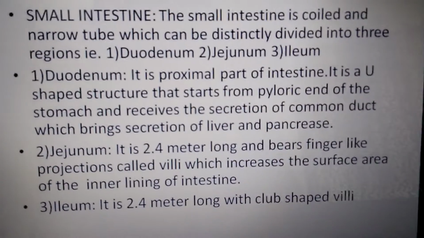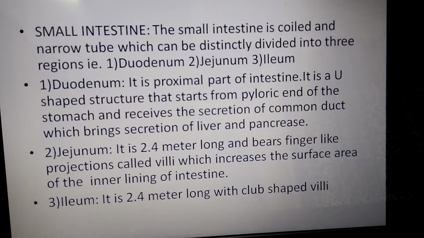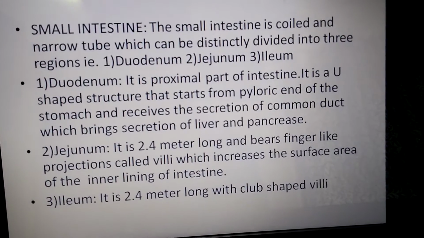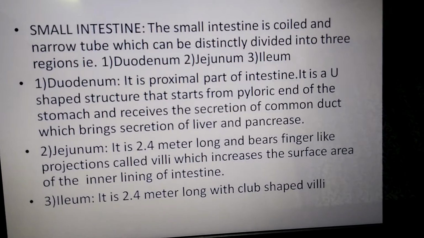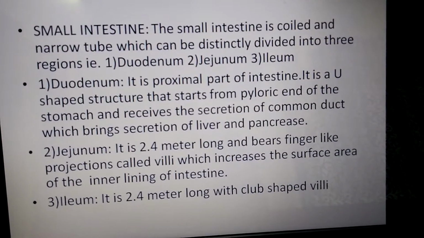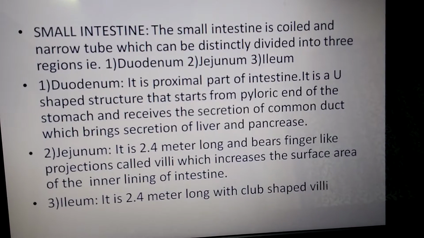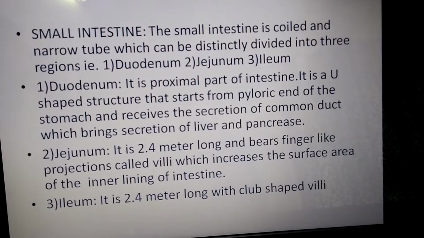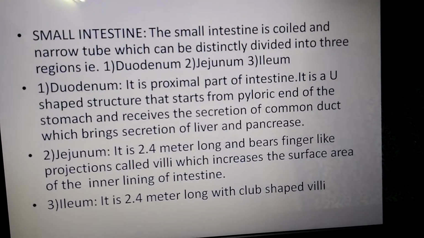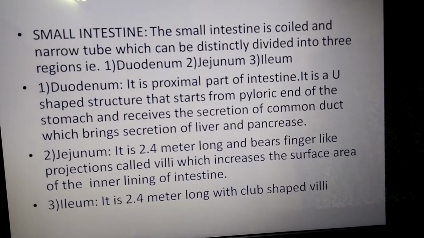Now talking about the small intestine structurally, it is a coiled and narrow tube, and it is distinctly divided into three regions: duodenum, jejunum, and ileum. Duodenum is the very first part, the proximal part of the intestine. It is a U-shaped structure. It starts from the pyloric end of the stomach, and it receives secretion from common ducts, which carry secretions of the liver and pancreas, two very important glands for the digestive system.